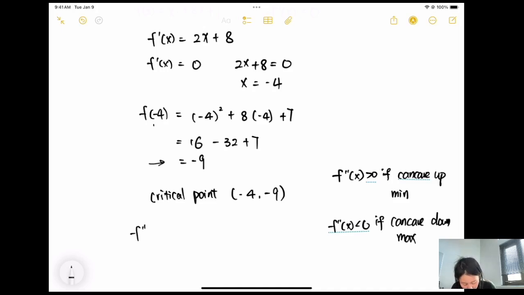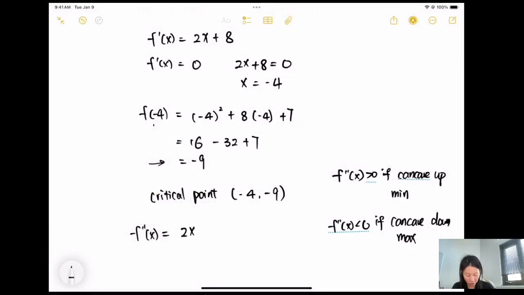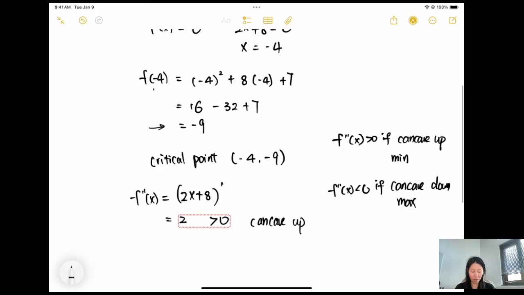So I have f double prime of x equals, we take the derivative of the first derivative. So remember, our first derivative is 2x plus 8. We want to take the derivative of the first derivative. So I got 2. So that means the second derivative is always greater than 0. So we know that this is going to be concave up at x equals -4.